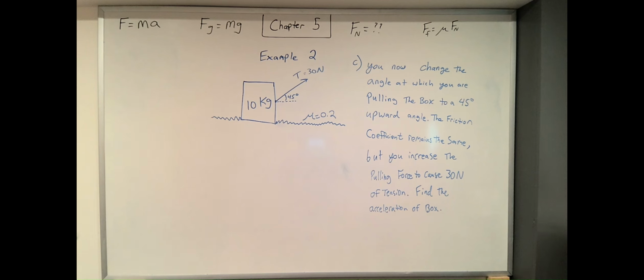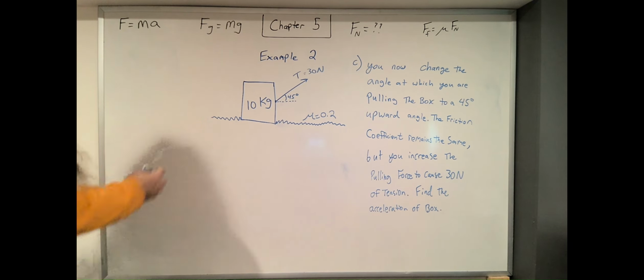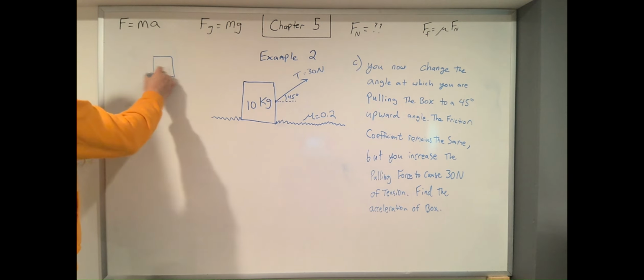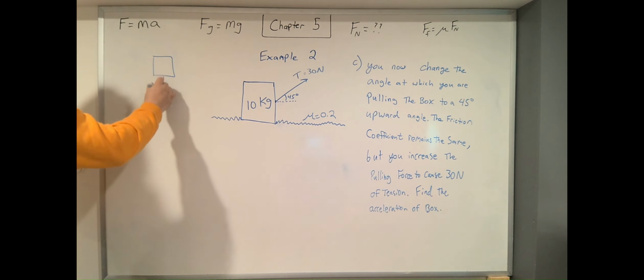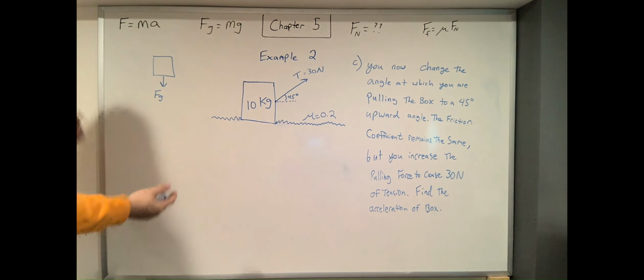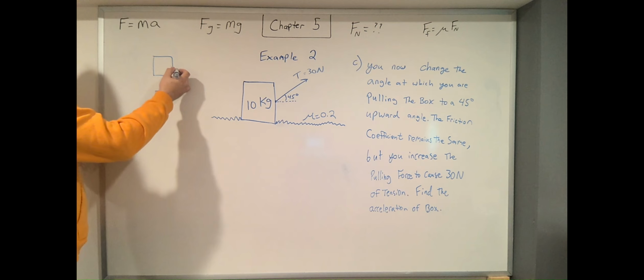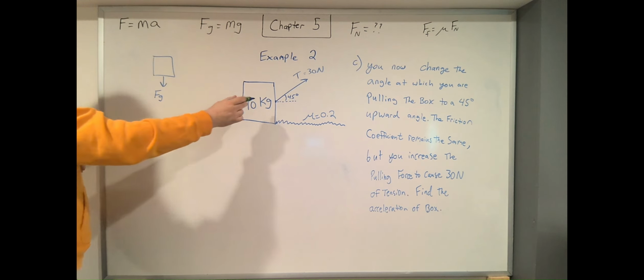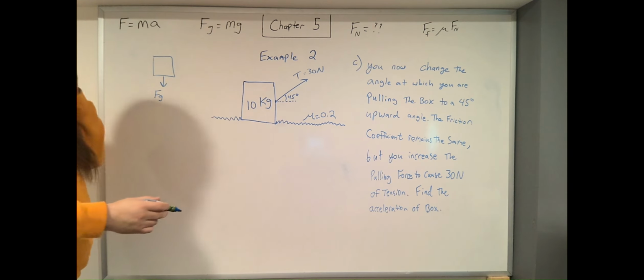Okay, so again, we need to redo our free body diagram now that things have changed. So I will draw out our free body diagram. Some of the forces we can list right away. We still have the force of gravity always pulling down. We will have this pulling force now at an angle.